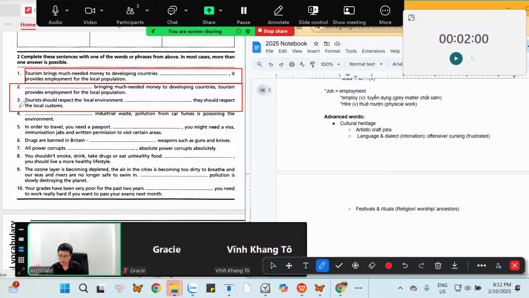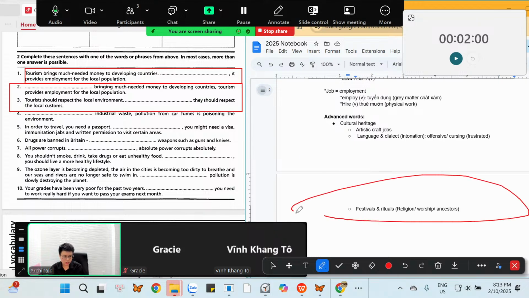Alright, so here we have 1, 2, 3, ok, 3 cái câu này nó na ná nhau nhưng mà mình có những cái từ rất là hay. Local environment, okay, and respect local customs, developing countries, employment for local population, and provides employment for local population. So we need to finish these 3 sentences, and once you are at home, you have to finish this exercise by filling the blank with the right word from the box above here. Just do it at home. In this class, we need to speak, okay?